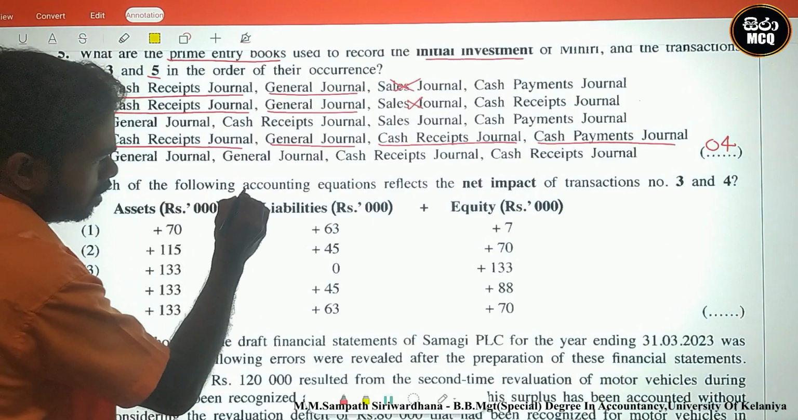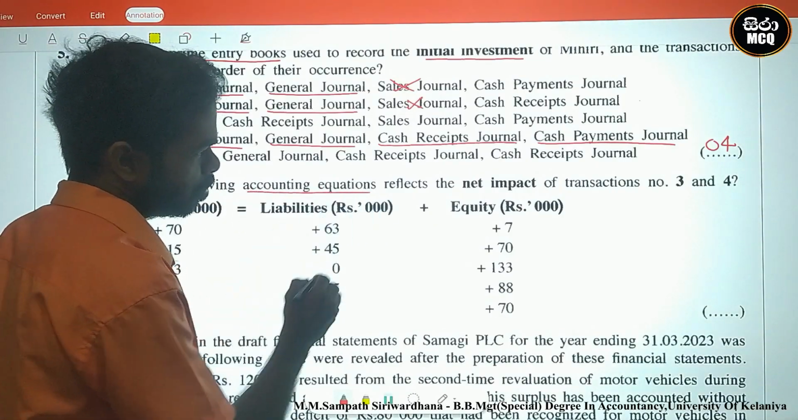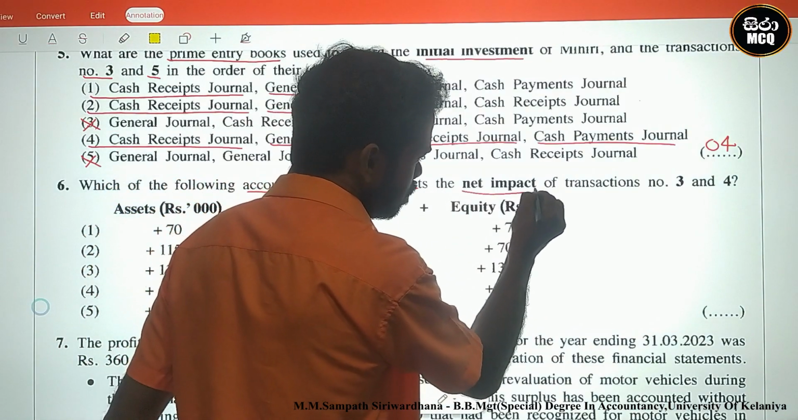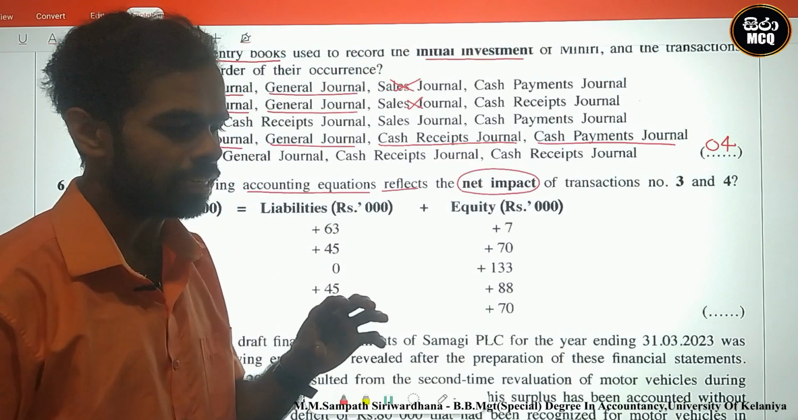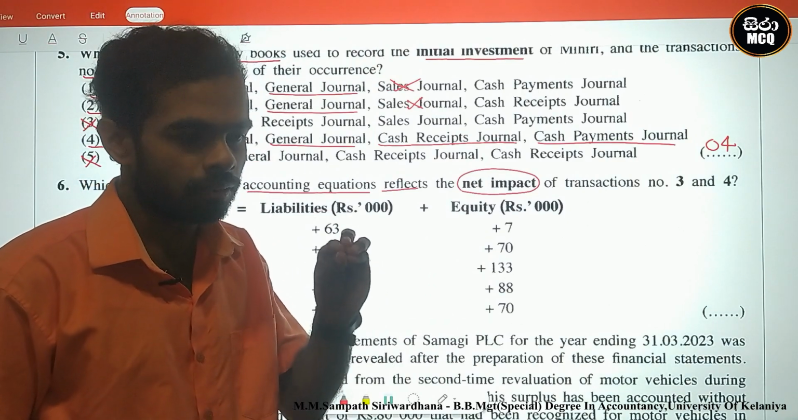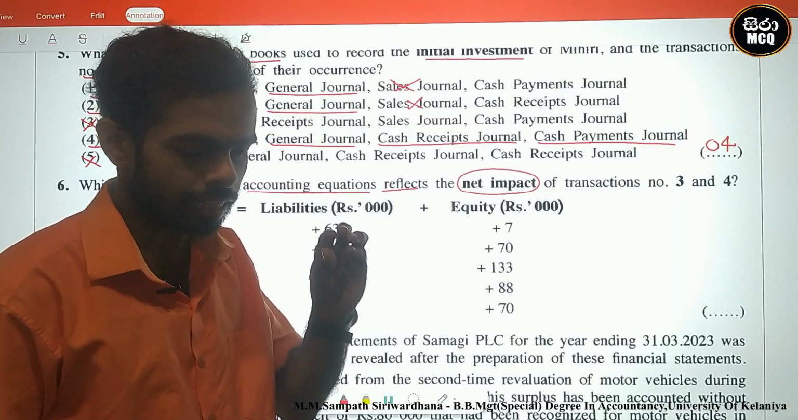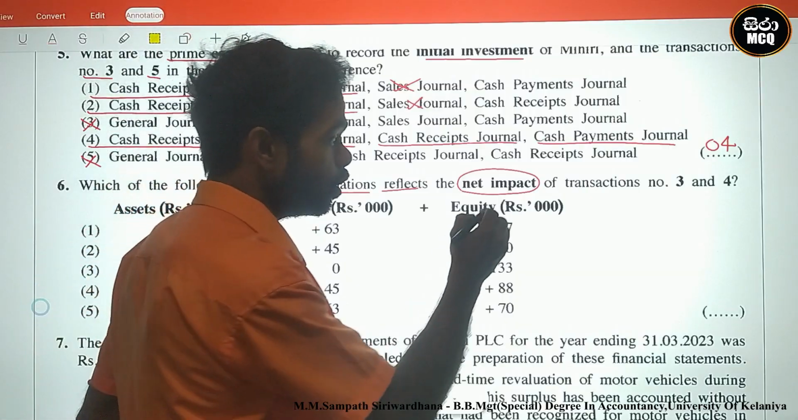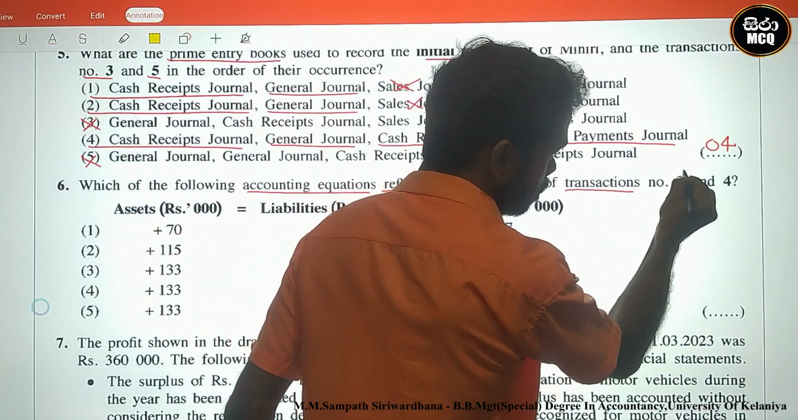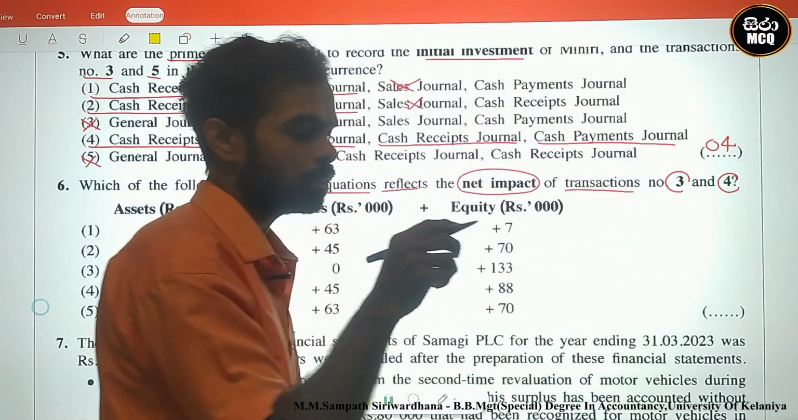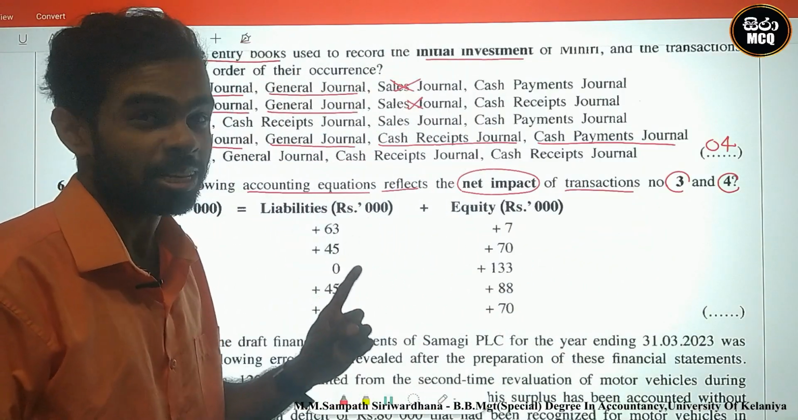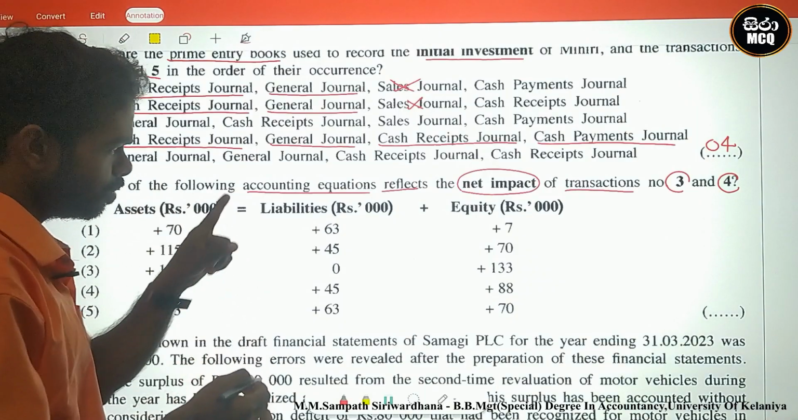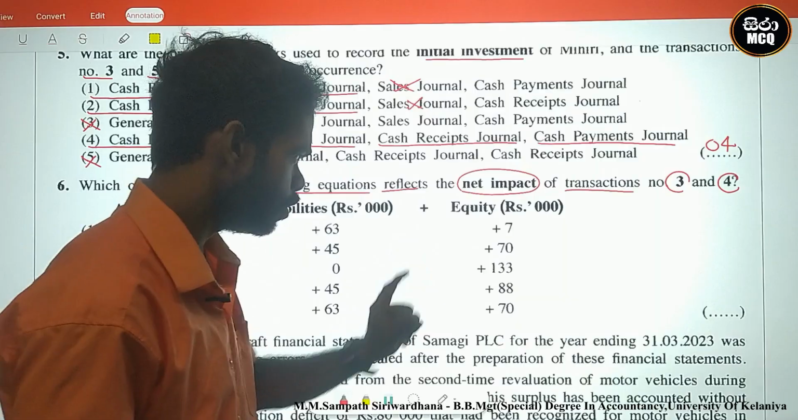Which of the following accounting equations reflects the net impact? Net impact means there is an increase or a decrease, or after the increase and decrease, there's a net increase or net decrease. We must identify this for transactions number 3 and number 4. We must concentrate only on transactions 3 and 4. Look here, the equation is assets equal liabilities plus equity.